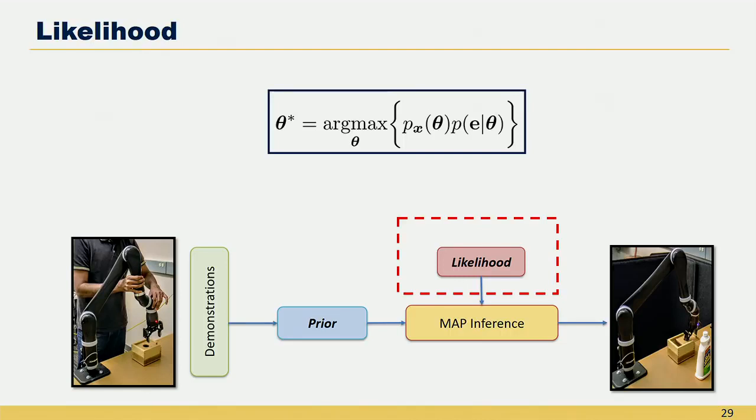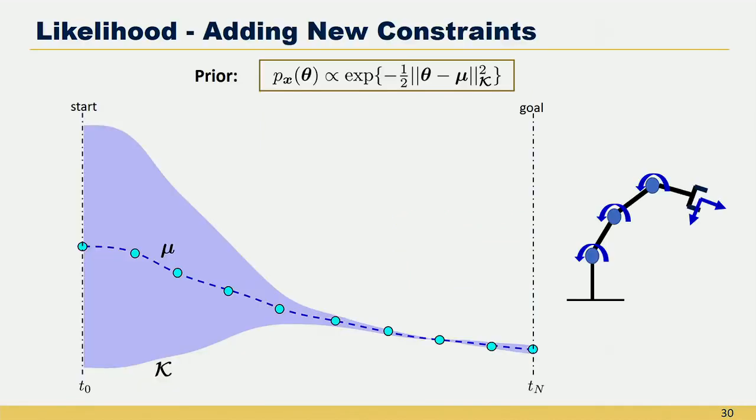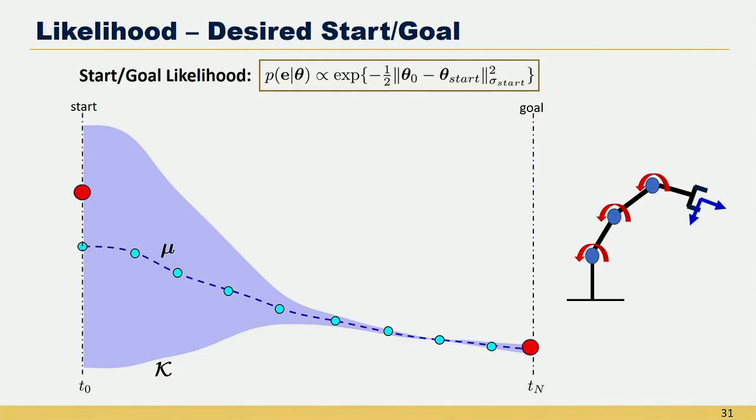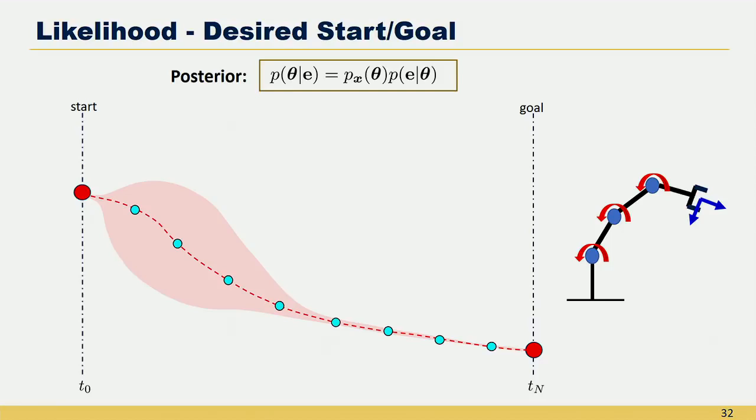OK, so now that I've talked about the prior formulation, let me show you how we take care of the reproduction scenario where we can have new obstacles or desired start or goal states. This is taken care of by the likelihood function. So say in the reproduction scenario, we want to start from a given start state. The start state likelihood function is a Gaussian at the desired start state with the mean at this state and a very small variance since we are certain about this desired start state. The same can happen for a desired goal state or a via point. We condition this prior on this to get a posterior which takes care of these desired start and goal states.